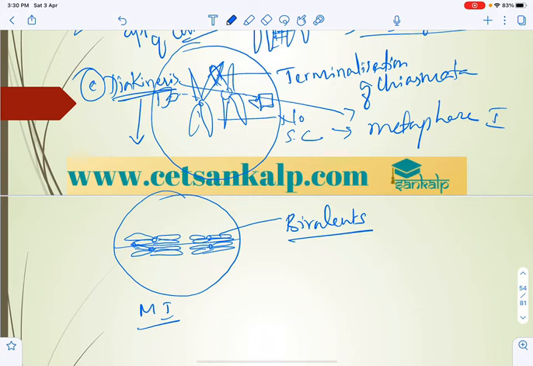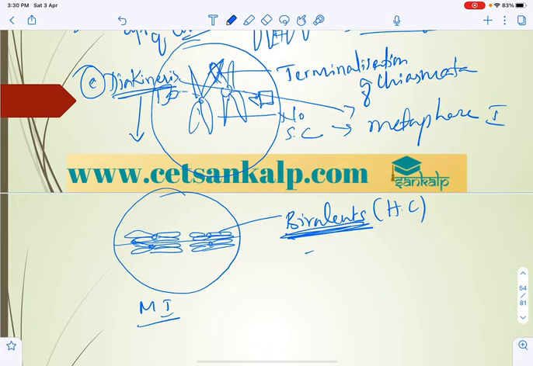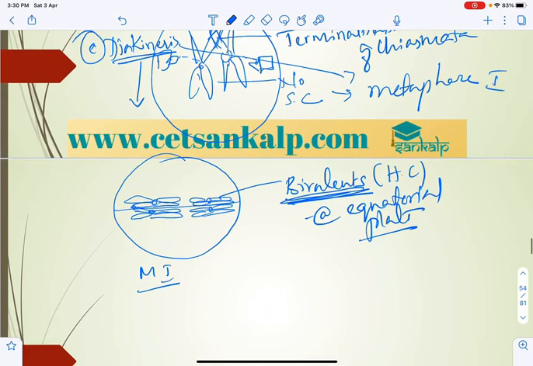We won't say a single chromosome, we'll say homologous chromosomes. As we all know, paired homologous chromosomes are called bivalent. So bivalents at the equatorial plate, that is the characteristic feature of metaphase 1. Spindle fibers are attached to the centromere of each chromosome.